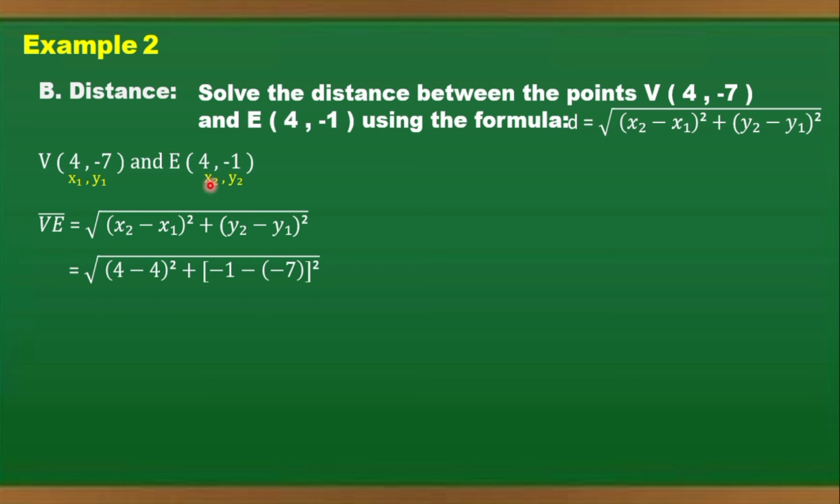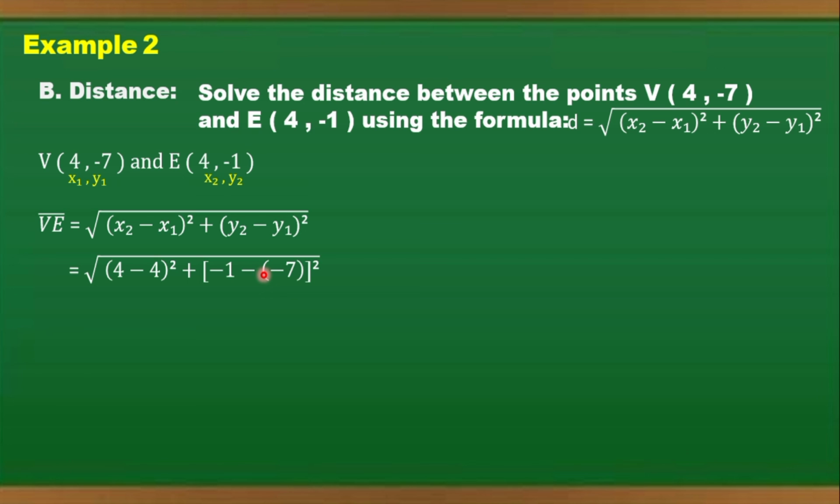Let line segment VE substitute on the given. Our x sub 2 here is positive 4. So we write positive 4 here. And our x sub 1 is positive 4 also. So we write positive 4 here and copy the square. And then our y sub 2 here is negative 1. So we write negative 1 here. And our y sub 1 here is negative 7. So we write open parenthesis negative 7 and close parenthesis. We change our sign here because it's both negative. So we change it to open bracket. And here is open parenthesis.